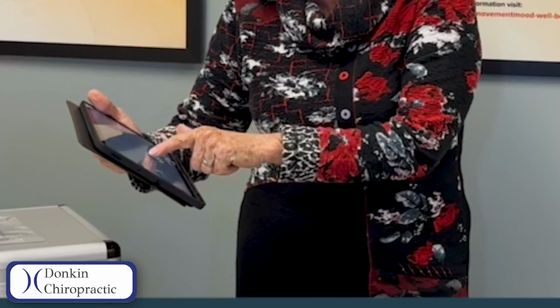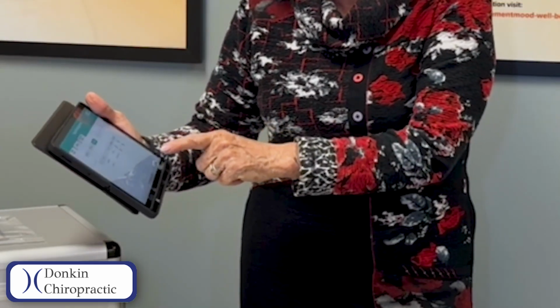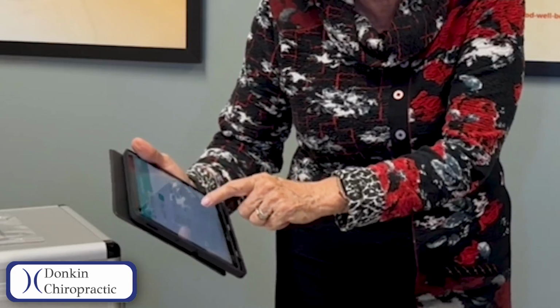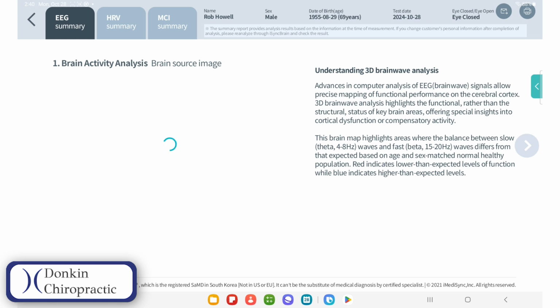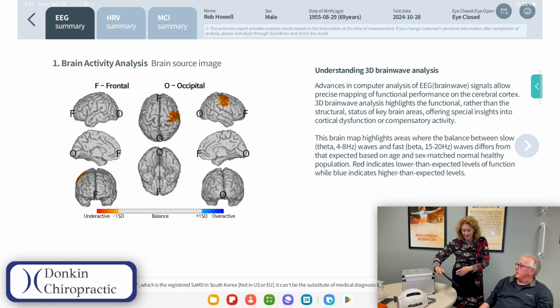You go to results, right? And your name will come up here. There you go, Rob Howell. And the analysis results go green. So what it's showing is this red, orangey sort of colouring here, and there's not... I've seen the whole brain coloured in it, so it's not bad.